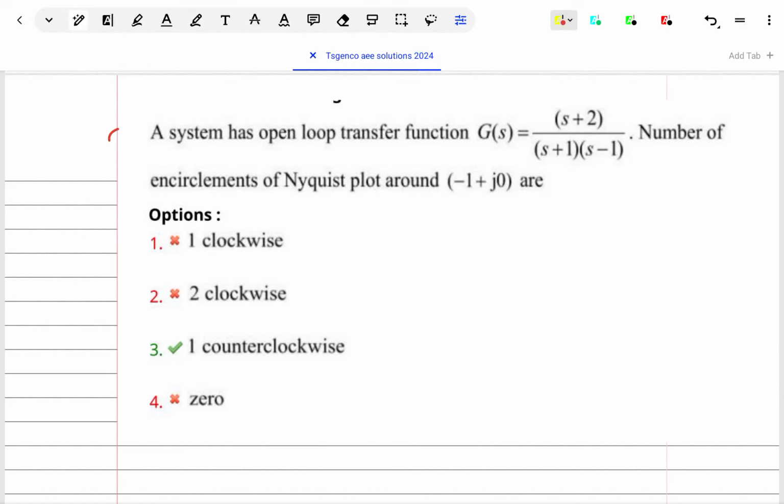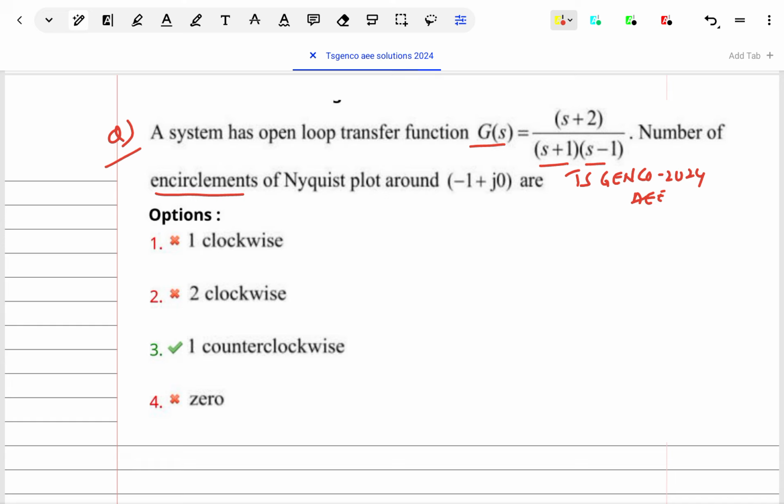Let's continue the questions of the previous GATE paper of 2024. The question is from control systems. A system has an open loop transfer function G(s) = (s + 2) / ((s + 1)(s - 1)). The number of encirclements of the Nyquist plot around -1 + j0 is?